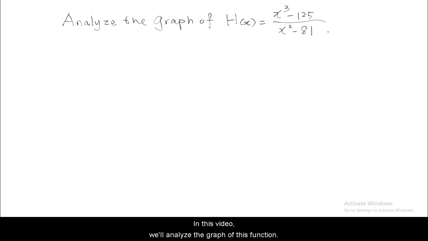In this video, we'll analyze the graph of this function h of x equals x cubed minus 125 over x squared minus 81 by finding its intercepts, asymptotes, critical points, and we'll sketch the graph. Okay, we'll start with factoring this function.